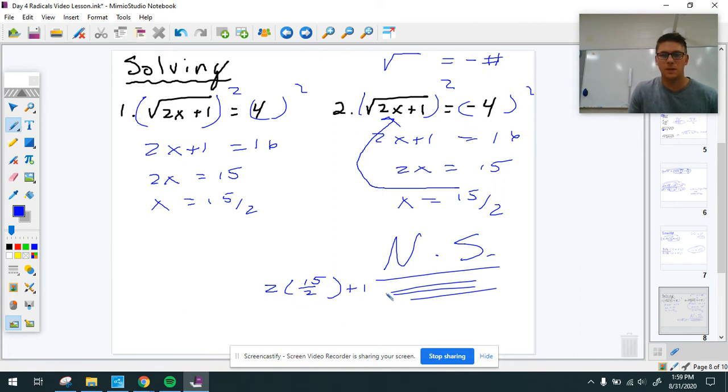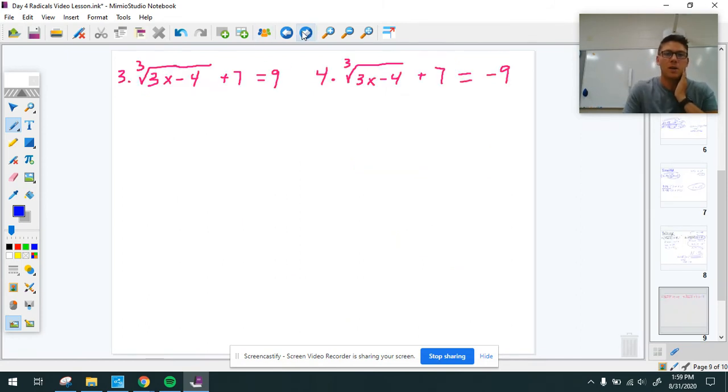That is 15 plus 1, which is 16. Square root the 16 and you get 4, but hey, the other side said -4. That's not equal. So we know that it's no solution. So be careful with the square roots when they're set equal to negatives. It's going to be a no solution situation.